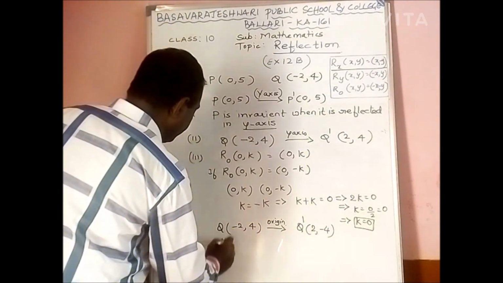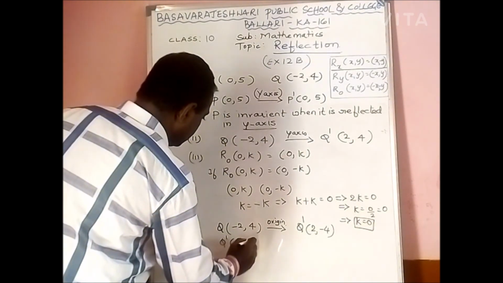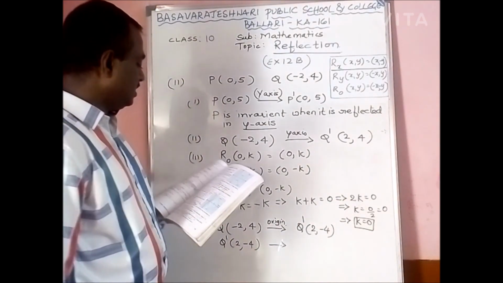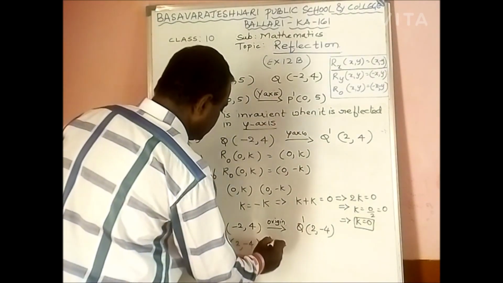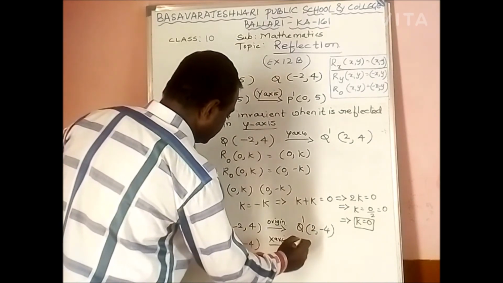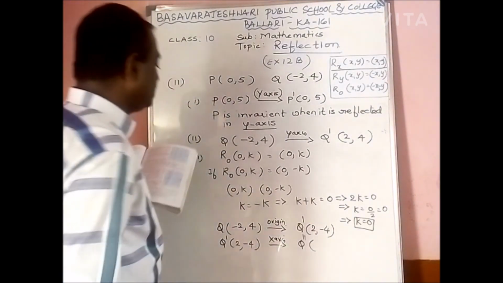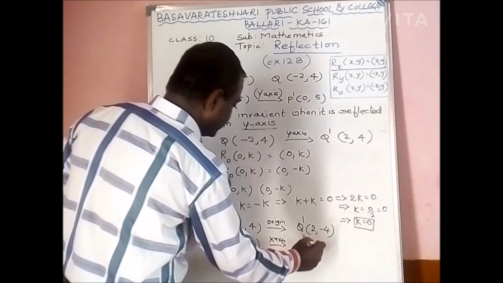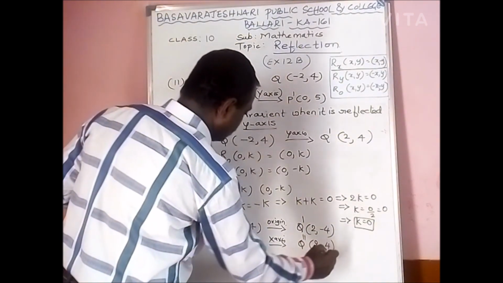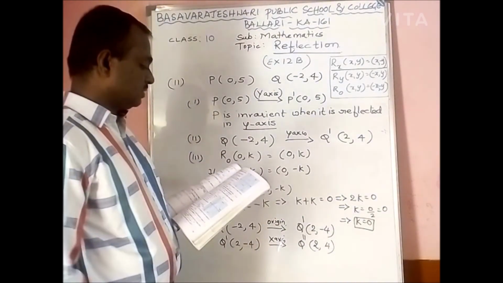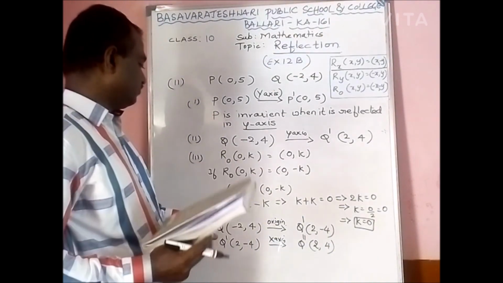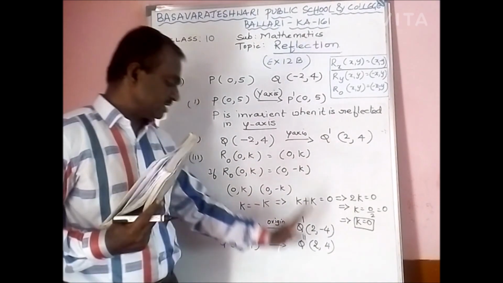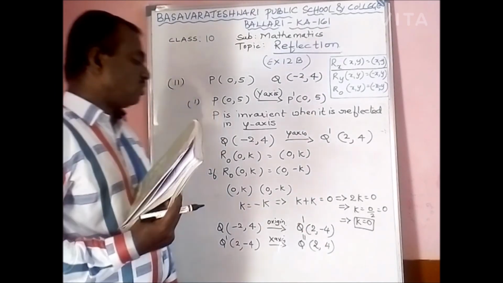Again, followed by reflecting it in the x-axis. What happens? Q double dash. Reflecting it in the x-axis means x, minus y, so the x value will be the same. It becomes 4. So 2, 4. First we reflect in the origin, then reflect in the x-axis, and you will get the final answer 2, 4.